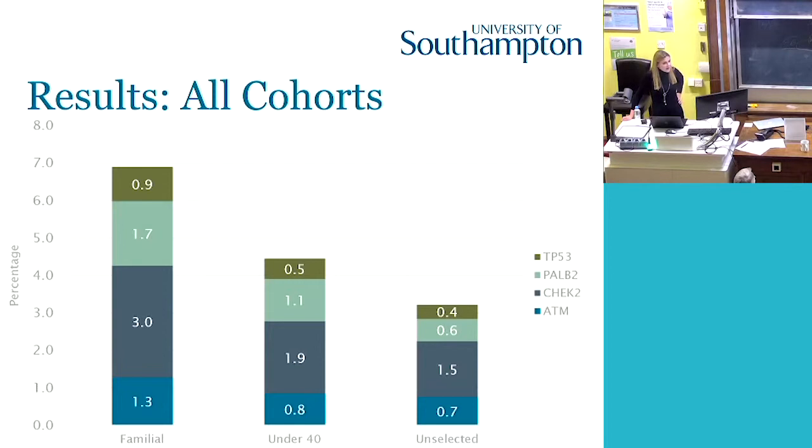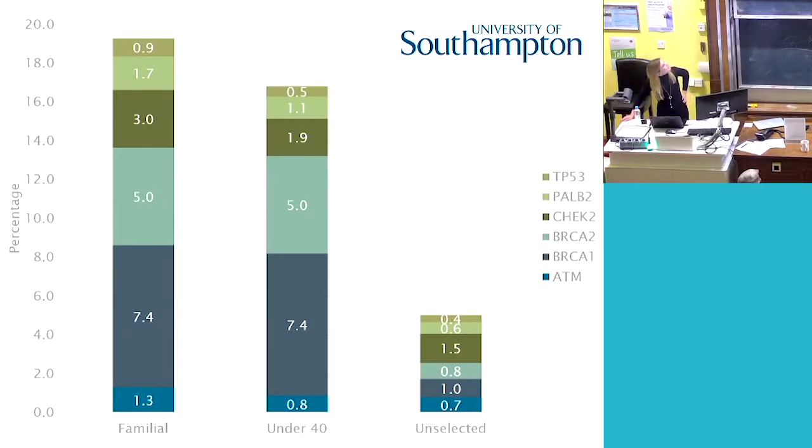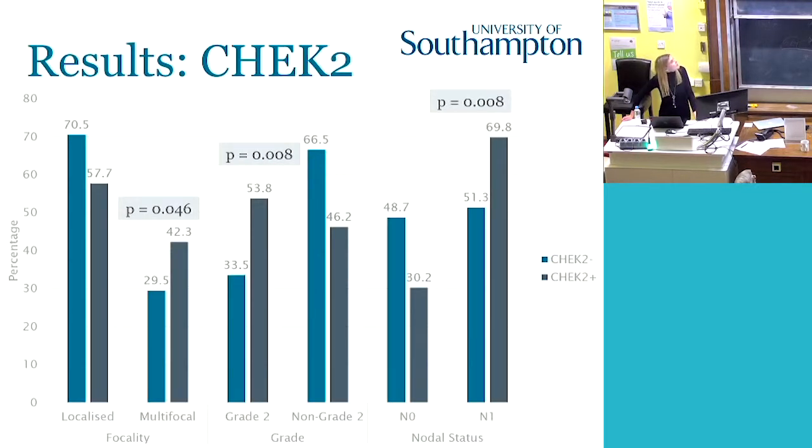CHEK2 is the highest identified gene after BRCA1 and BRCA2, and actually that relationship is maintained through all of the cohorts, followed by PALB2. So now if we focus a little bit in on, well, firstly, I just thought it would be useful to give you a sort of idea of what the overall detection rate may be if we extrapolated what we know from POSH. And it shows that actually the detection rate is pretty good within this familial cohort and also the under 40s. So just some results now.